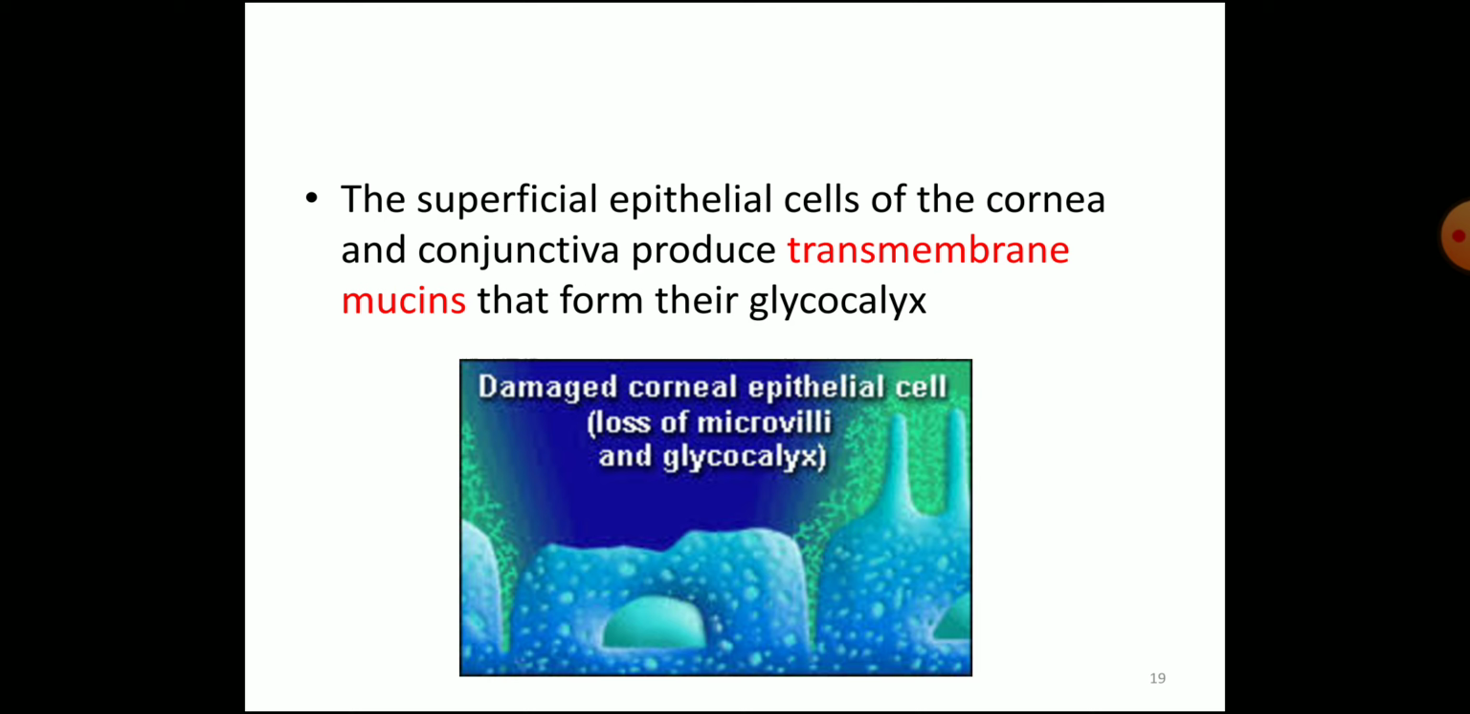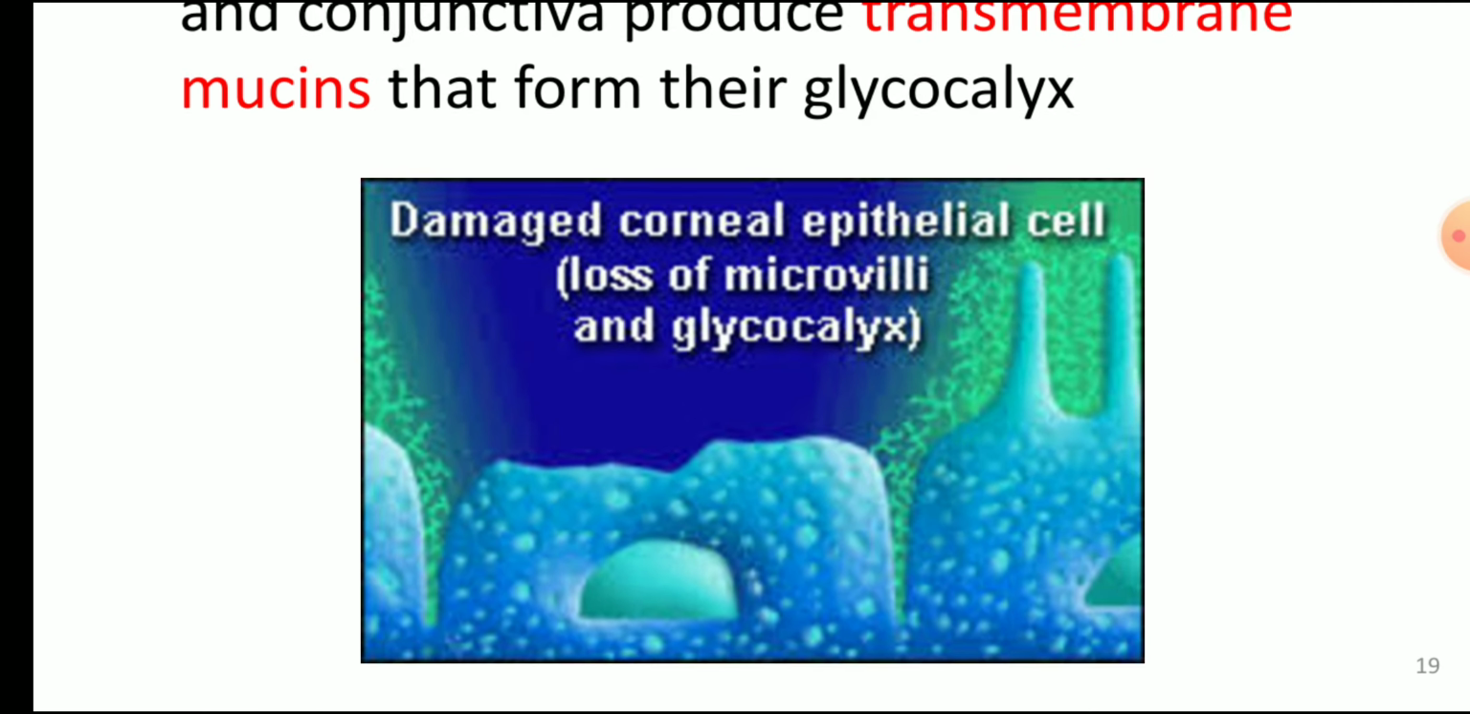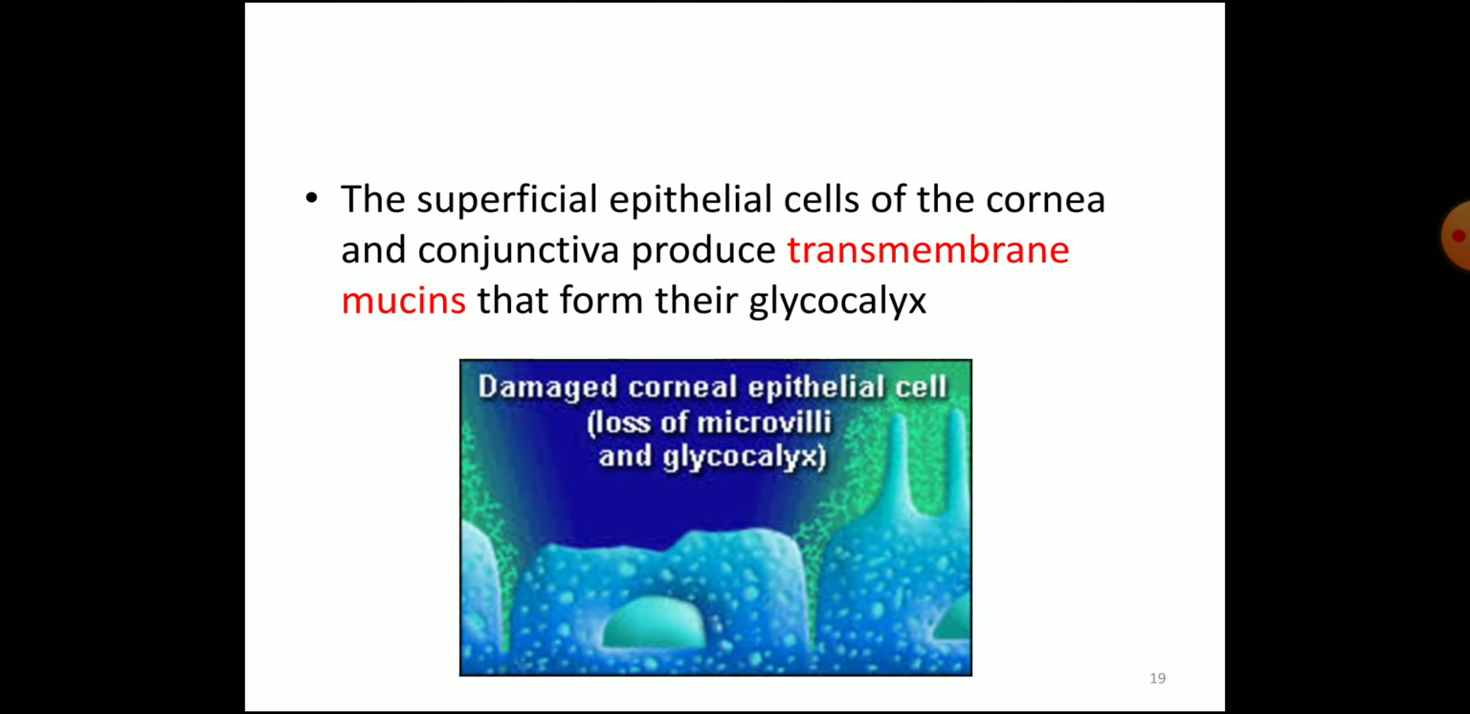Superficial epithelial cells of the cornea and conjunctiva produce transmembrane mucins that form their glycocalyx. So here you can see damaged corneal epithelial cells, where the microvilli and the glycocalyx are lost because of the injury. That is destroyed.